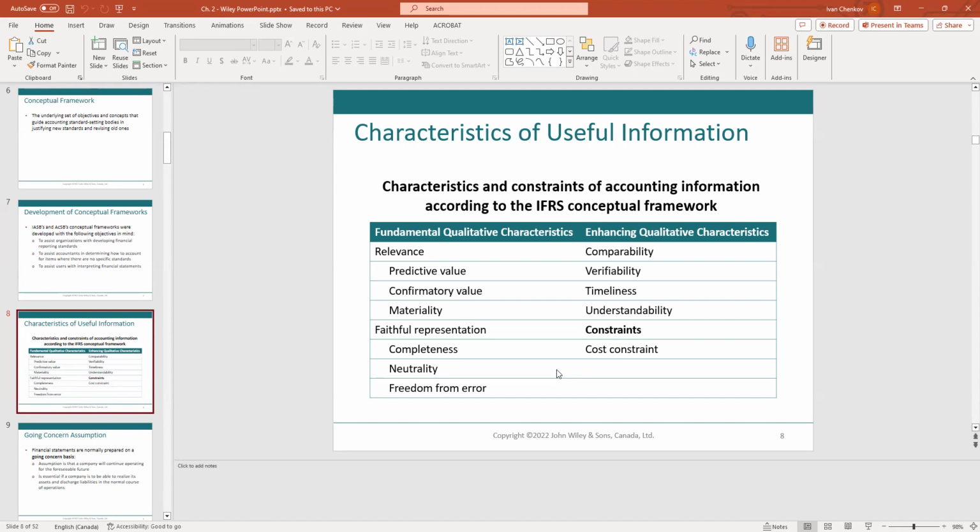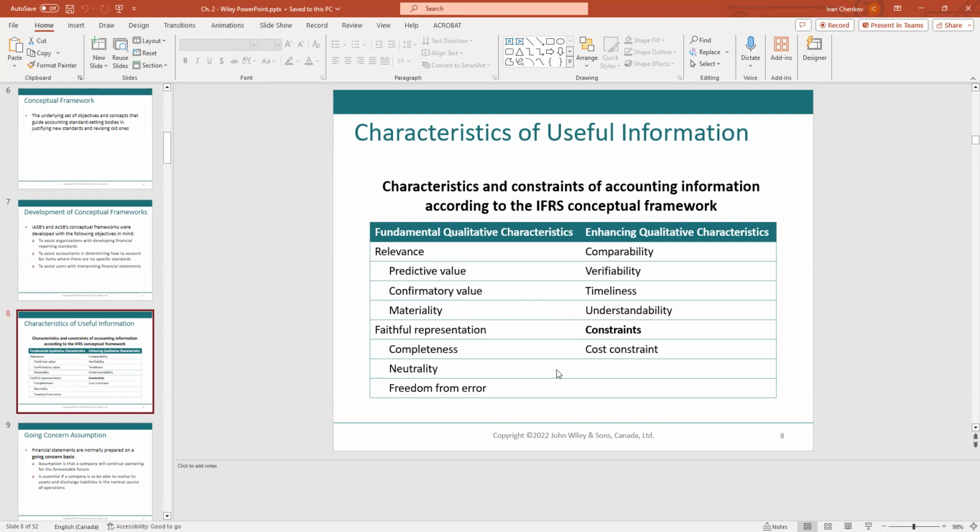On relevance, we see predictive value. That means that based on past events, we can predict how the company is going to go in the future. Confirmatory value means the amounts on the financial statements are confirmed, checked, and rechecked by the auditors, so we can rely on those numbers. Materiality relates to whether, if there is any mistake, that mistake will be very small and not going to affect our decisions.